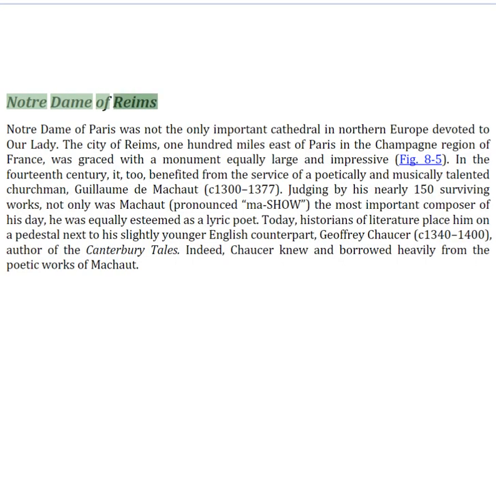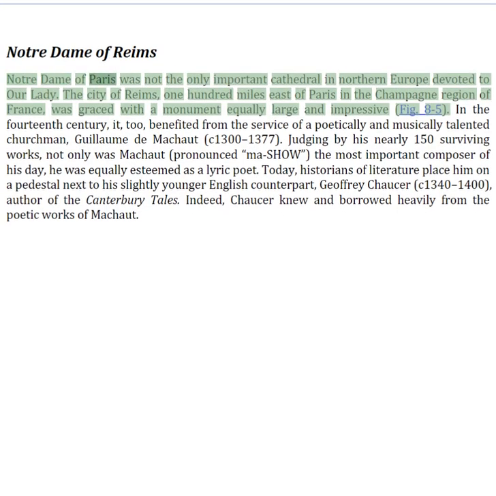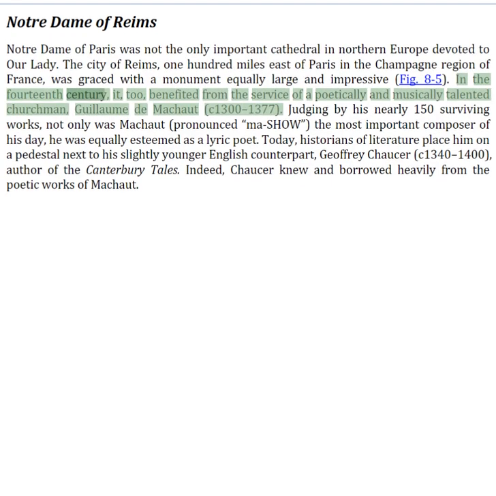Notre Dame of Reims. Notre Dame of Paris was not the only important cathedral in Northern Europe devoted to Our Lady. The city of Reims, 100 miles east of Paris in the Champagne region of France, was graced with a monument equally large and impressive. In the 14th century, it, too, benefited from the service of a poetically and musically talented churchman, Guillaume de Machaut.